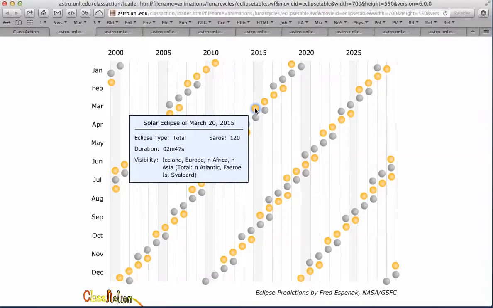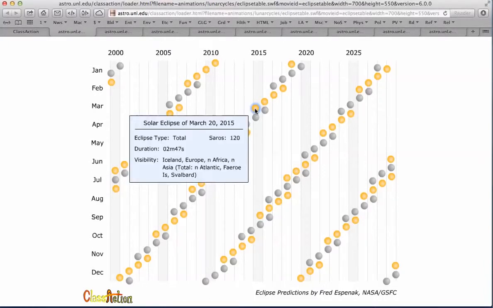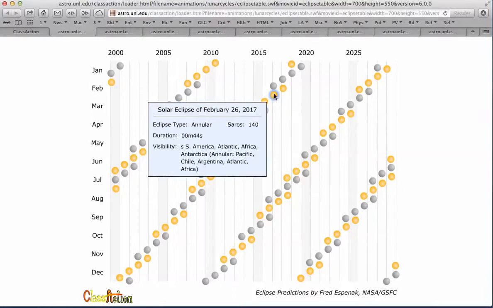It lasts 2 minutes and 47 seconds. Look right down in this area. 2 minutes and 47 seconds. This one, 4 minutes and 9 seconds. This one, well, 44 seconds.